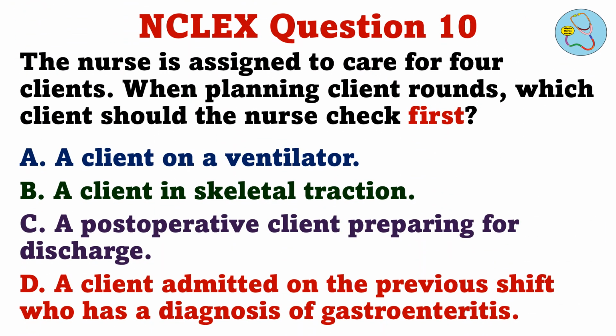The nurse is assigned to care for clients. When planning client rounds, which client should the nurse check first? A. A client on a ventilator. B. A client in skeletal traction. C. A postoperative client preparing for discharge. D. A client admitted on the previous shift, who has a diagnosis of gastroenteritis.